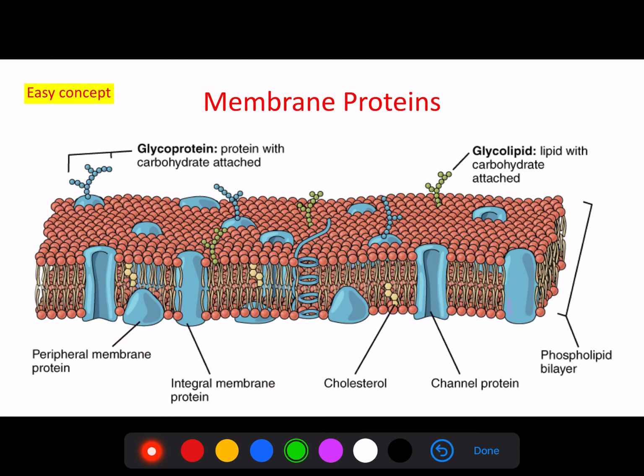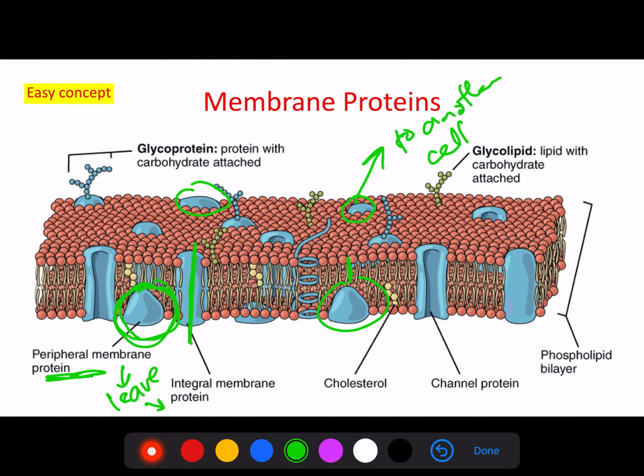The other type is called peripheral proteins, like this one, maybe this one. All of these are peripheral proteins. As you can see, they are not really spanning across the plasma membrane. They are only on one side of the plasma membrane. The integral proteins span across the plasma membrane, whereas the peripheral proteins do not. Therefore, these peripheral proteins can sometimes leave the plasma membrane and go inside the cell, or go to another cell, and this will not cause any problem to the plasma membrane. So these are the two types of proteins within the plasma membrane.